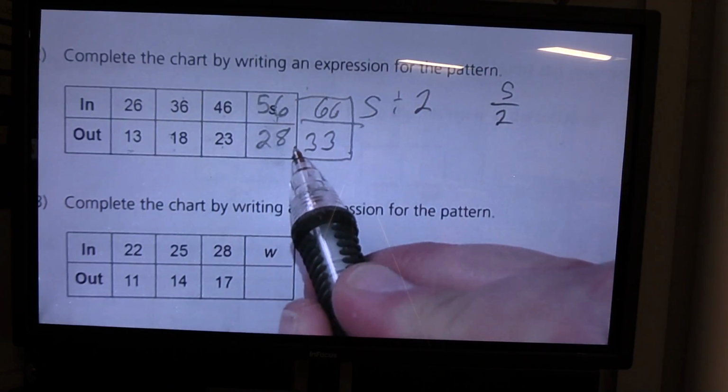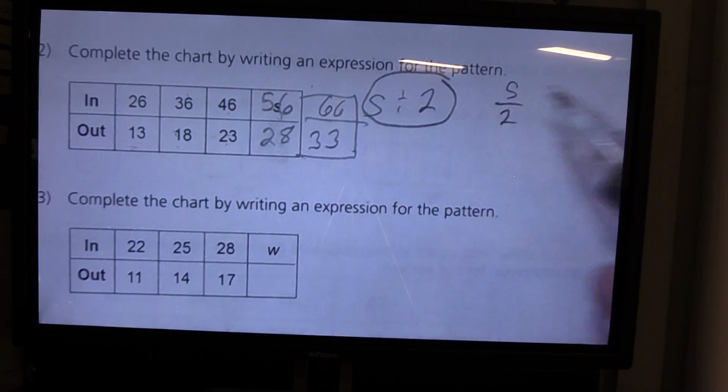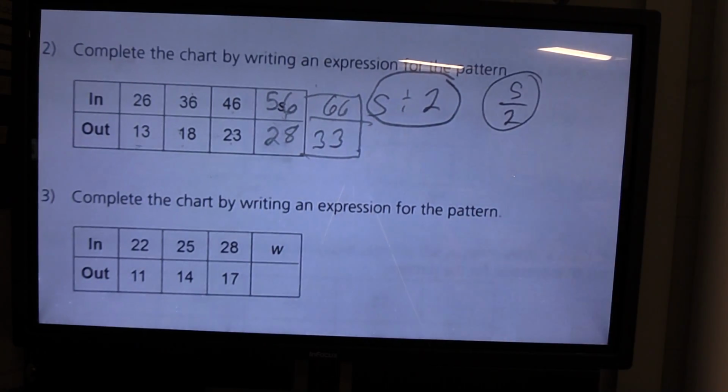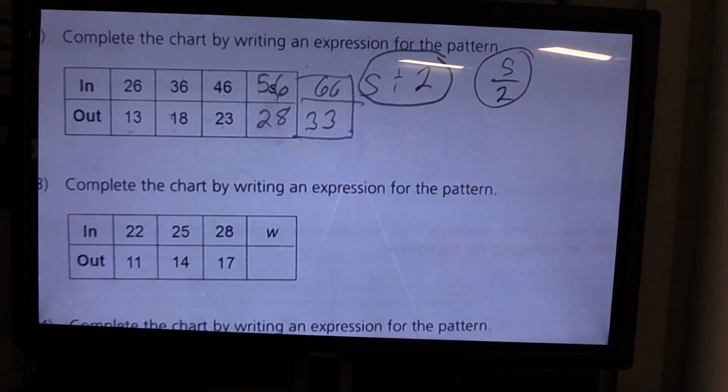And 28 plus 5 does equal 33. So I will say S divided by 2 or S over 2 could work as an algebraic expression for the pattern. Okay? Now, how many of you feel confident that you could look at the pattern and structures of these charts, such as this one here, and figure out how to come up with an algebraic expression? Okay, I see a lot of hands up.